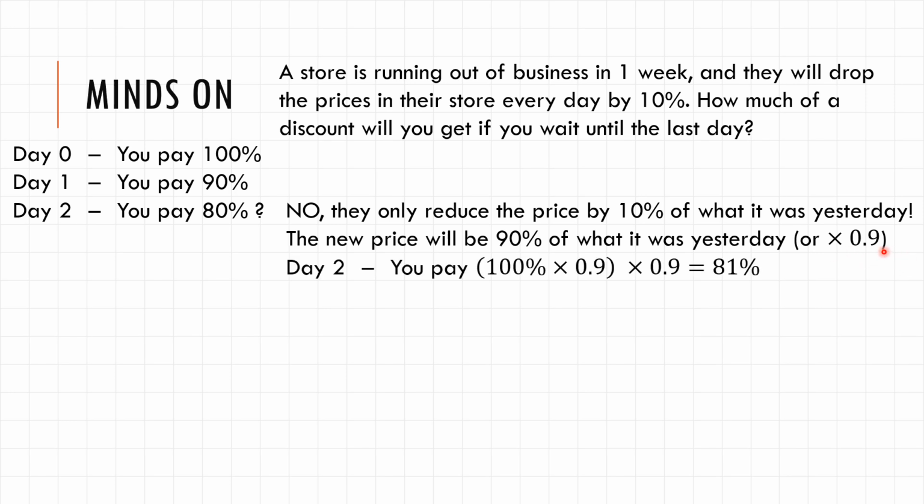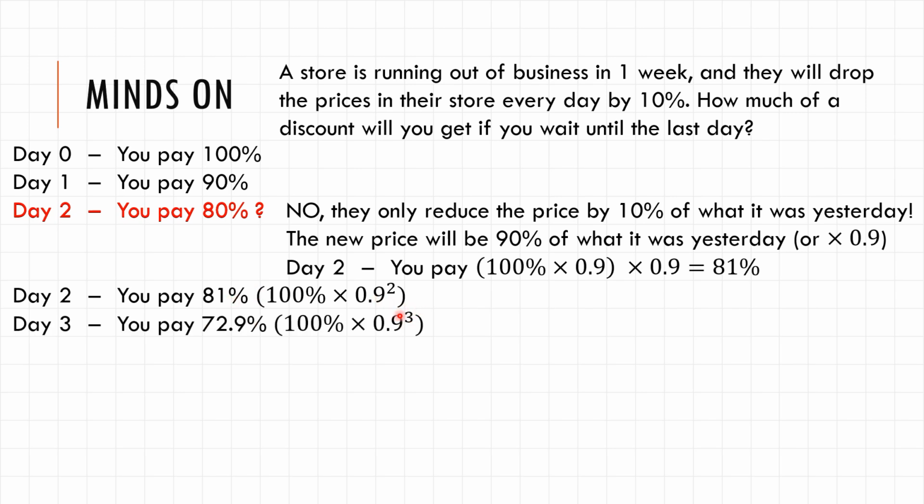So on day 2, you pay 100% times 0.9. That was how we got 90% for day 1. And then multiply that by 0.9 again. And if you do that math, you'll find out that actually you're going to pay not 80%. That's wrong. You're going to pay 81%. You started at 100% of the price, and we had to multiply that by 90% 2 times, once, twice. On day 3, we'll multiply it by 90% a third time.